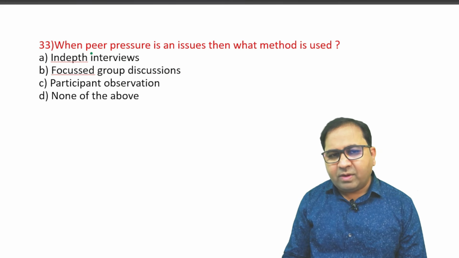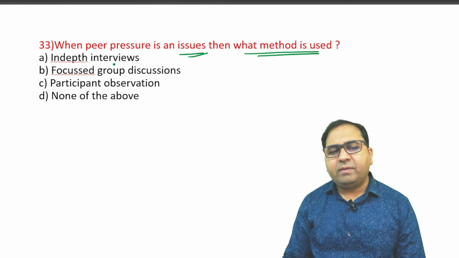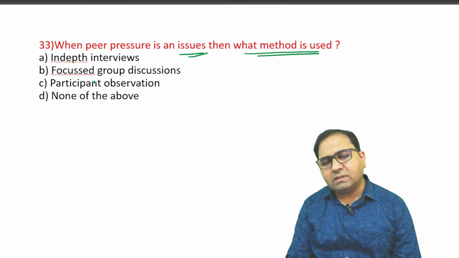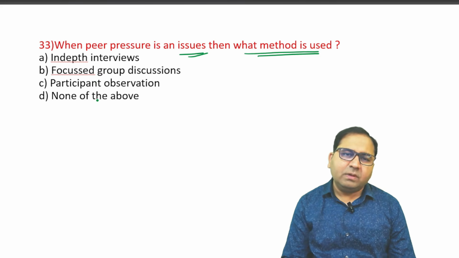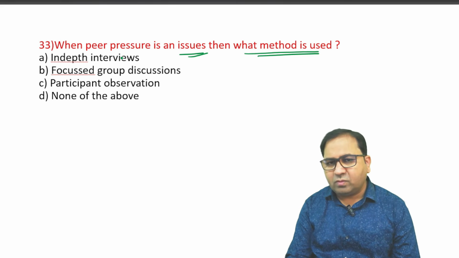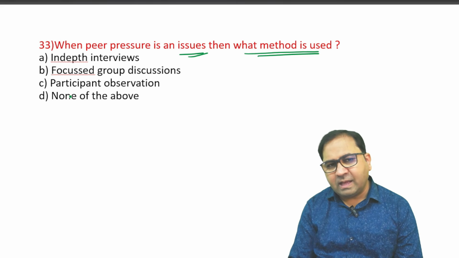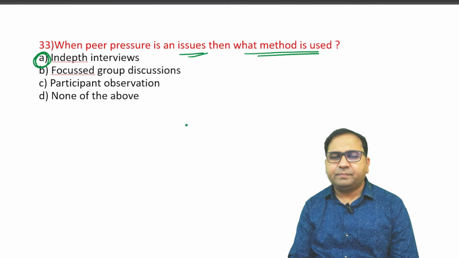Next question. When peer pressure is an issue, then what method is used? Options are A, in-depth interviews, B, focused group discussions, C, participant observation, or D, none of the above. So when peer pressure is an issue, what is used? The answer is that in-depth interviews are used. Please remember the answer.